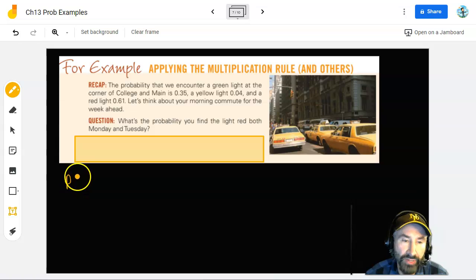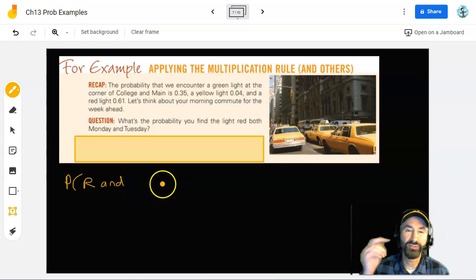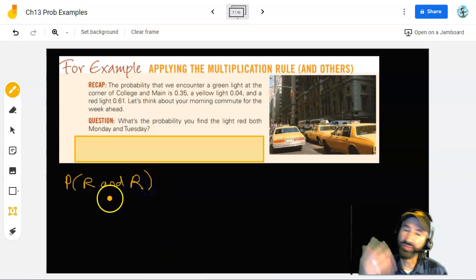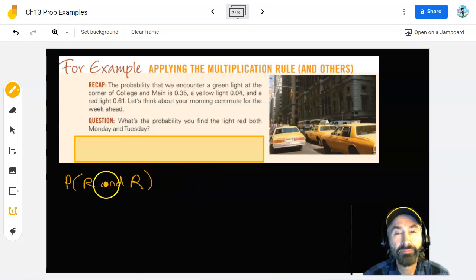I'm going to write it out in this way. I'm going to say the probability that we get red, and I could use uppercase or lowercase, I'm just using lowercase for now, and red. In fact, I could probably put an ampersand in there. If you don't know what an ampersand is, go Google it. It's fun.